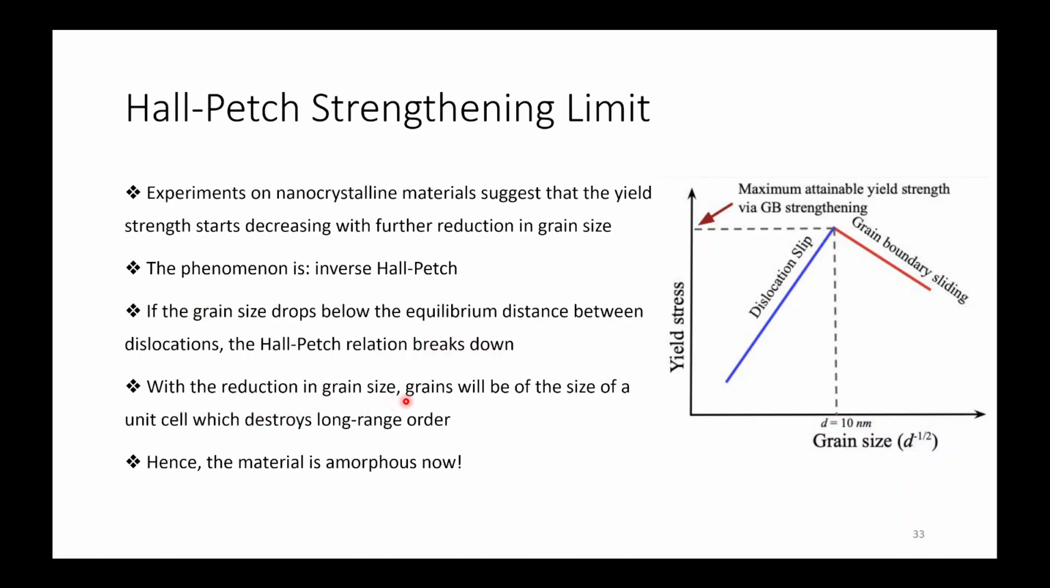With the reduction in grain size, grains will be of the size of a unit cell, which destroys long range order. So when we reduce grain diameter below 10 nanometer, it won't be able to accommodate many dislocations, so there won't be formation of any dislocation pileup. So there won't be any strengthening. So in this case, your material will act as amorphous.